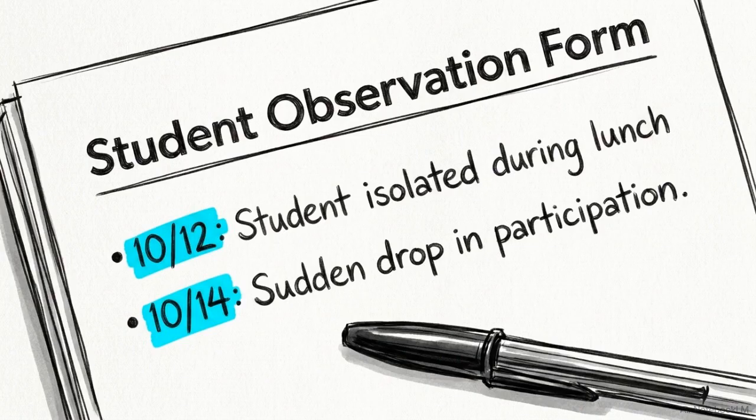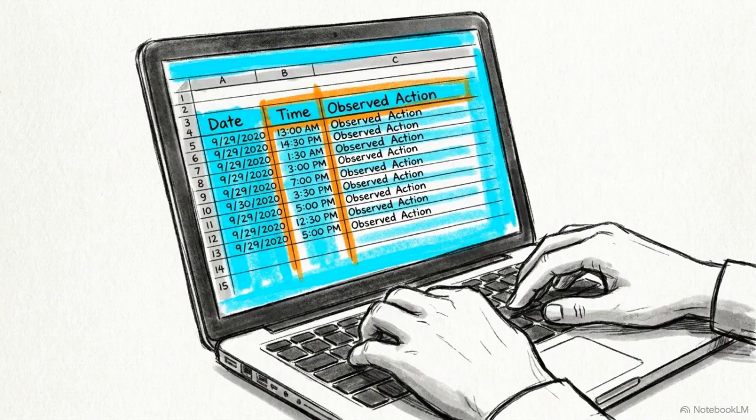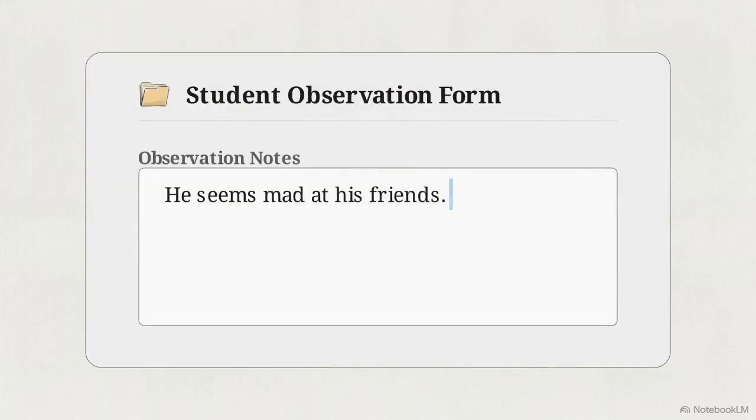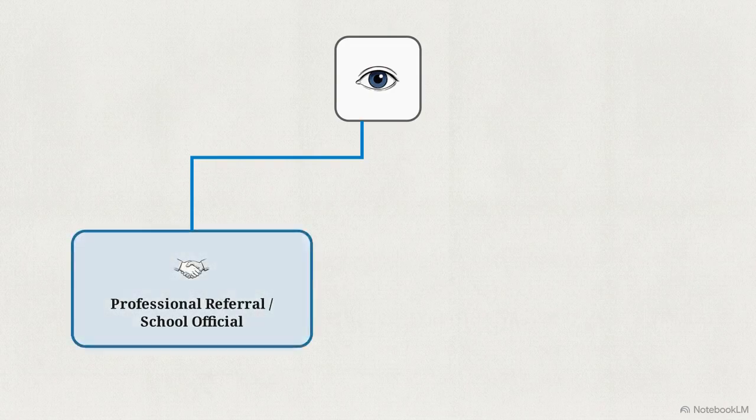Step 4 is formal documentation. You must log every observation and interaction immediately to ensure the protocol remains effective. When writing your report, stick to objective facts. Record specific dates and behaviors, keeping your subjective assumptions or personal theories out of the log. For routine behavioral concerns, follow this first path. Hand your report to a guidance counselor or the designated school official.